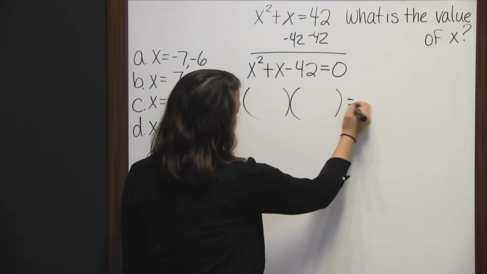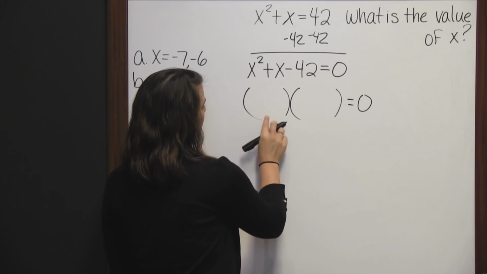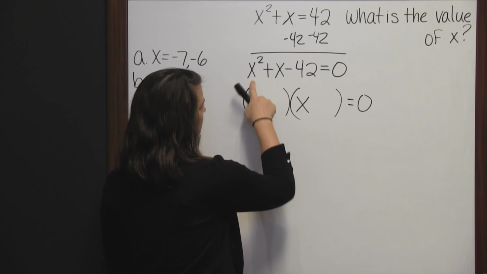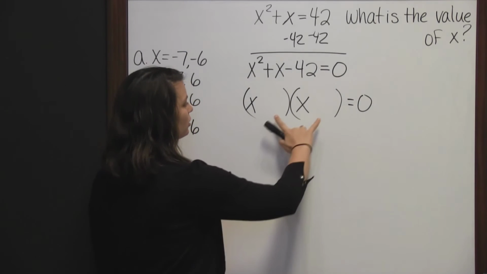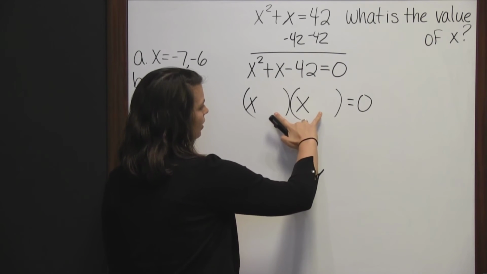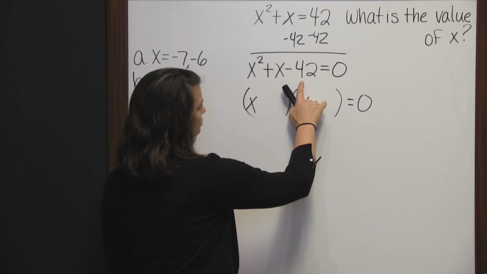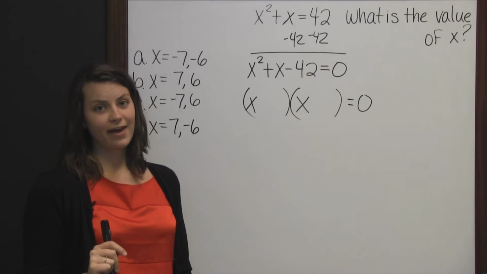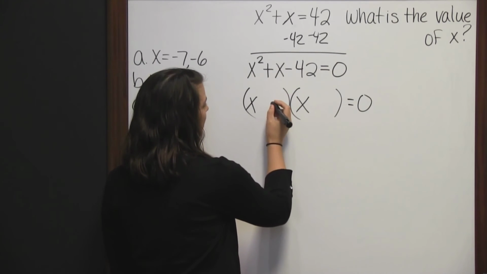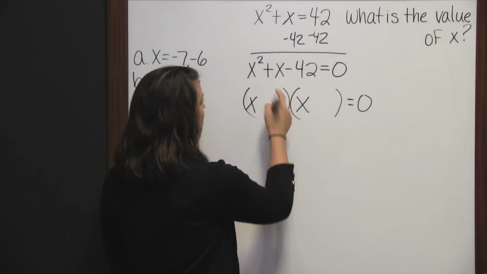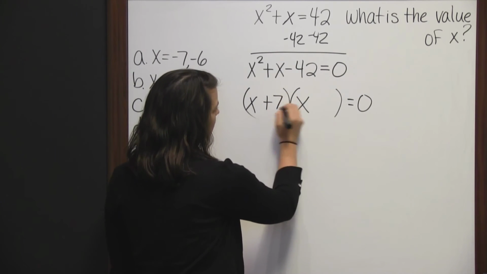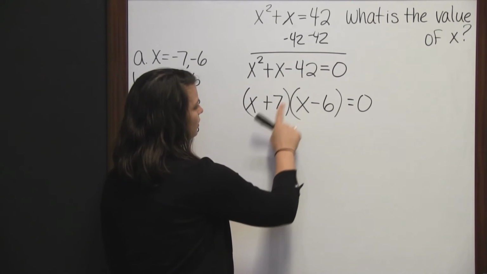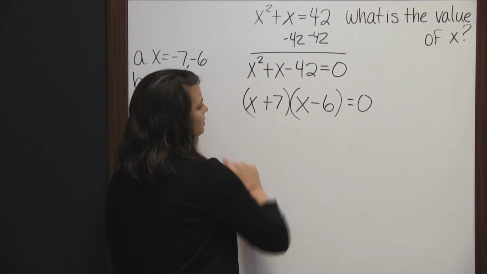So I start with my parentheses for my two binomials. And I know that the first term of each parentheses is going to be an x, because x times x is x squared. And then to find my second terms, I need to find two numbers that multiply to give me negative 42 and add to give me a positive 1, because 1 is the coefficient of x. And the two numbers that would multiply to give me a negative 42 and add to give me a positive 1 are 7 and negative 6.